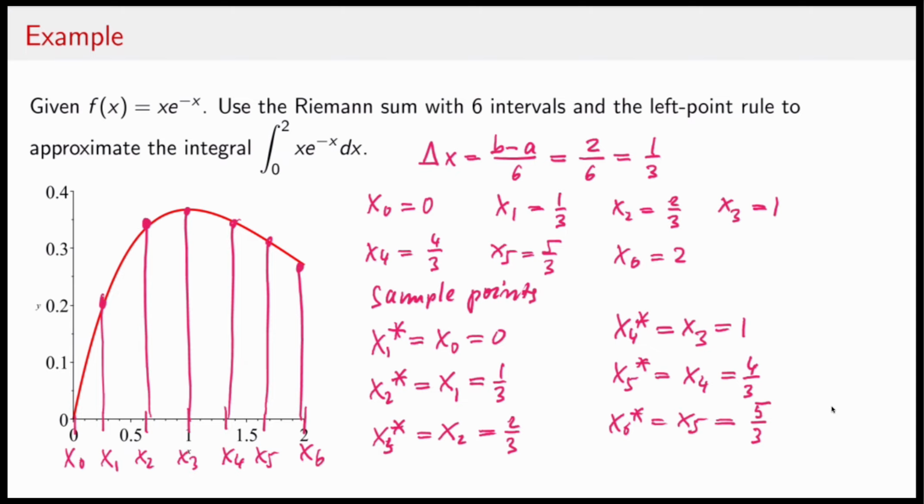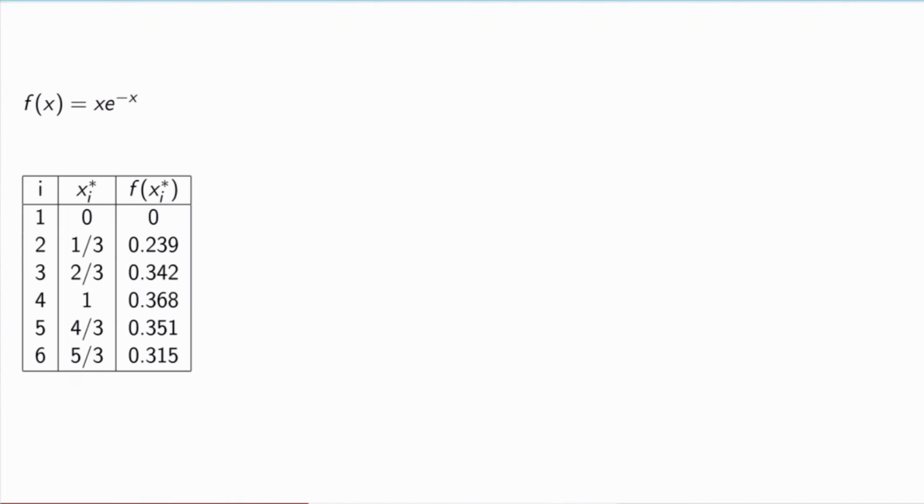Now we need to compute the function values f at those sample points. So we need to find f at xi star. And I prepared a little table here on the next slide. So here I have the index i. Here I have the sample point xi star, which is the left point of the subintervals. And then here is the function value at these points. Well, you just take maybe 1/3, plug it in, and you get 0.239. Now we are ready to compute L6.